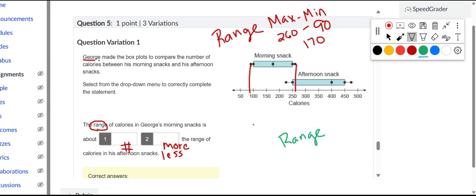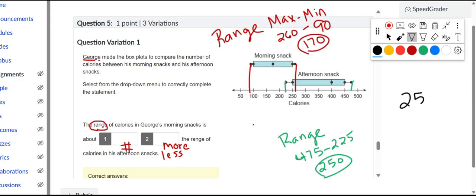Now let's go to green. That kind of looks like it's in the middle to me, and that looks like it's in the middle as well. So I'm going to say the max for the green is 475, and the min for the green is 225, and I think if we subtract those, we'll get 250. And we're having to find the difference between the morning snack and the afternoon snack. So now we need the difference in the two numbers we found. So let's do that. 250 minus 170 is about 80.